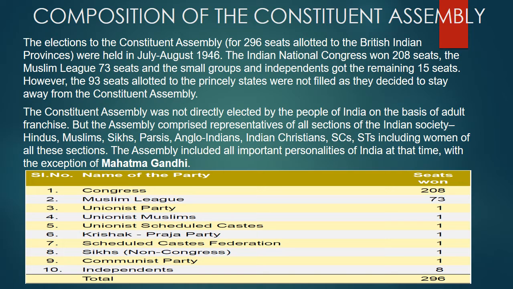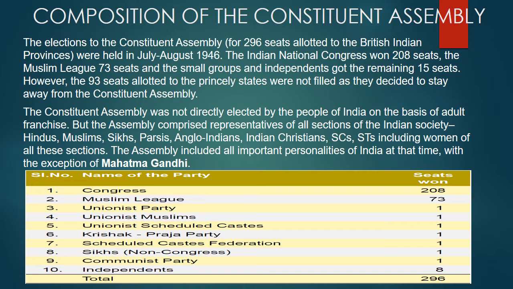I have given a list of the seats won by those parties of that time. You can check there. And the Constituent Assembly was not directly elected by the people on the basis of adult franchise, which I already mentioned, that it was proportional representation from the Constituent Assembly of their respective states.